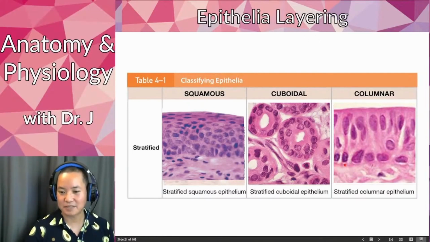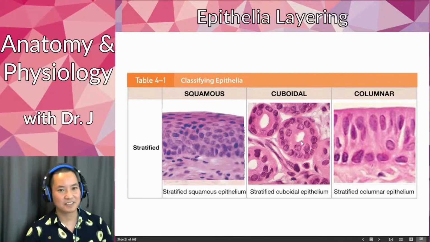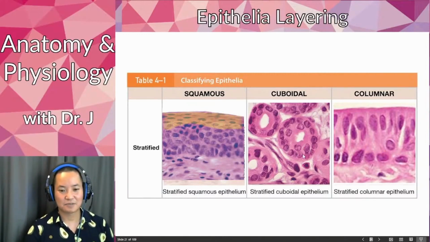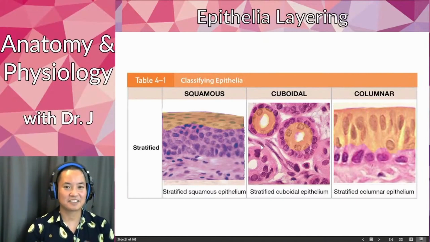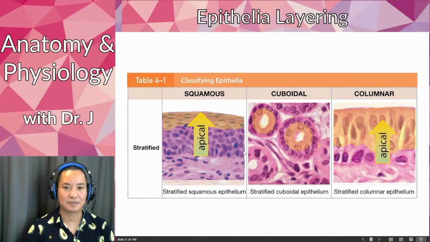Now columnar, this would be the basement membrane over here. This is the surface, and notice that these ones, again, this is basal side, this is the apical side, and notice that the apical side is taller than it is wide. So again, if you see multiple layers, don't worry so much about the basal side, look at the apical side, and this is how you classify the shape. So again, you can not only classify based on shape, you can also classify based on how many layers.